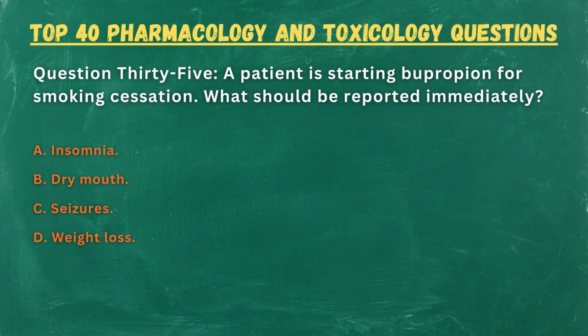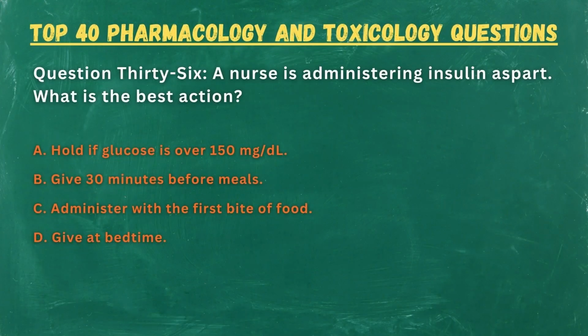Question 35. A patient is starting bupropion for smoking cessation. What should be reported immediately? A. Insomnia. B. Dry mouth. C. Seizures. D. Weight loss. Answer C. Seizures.